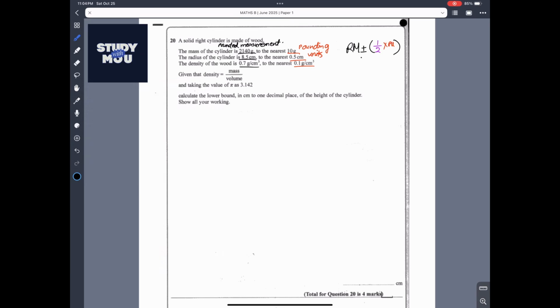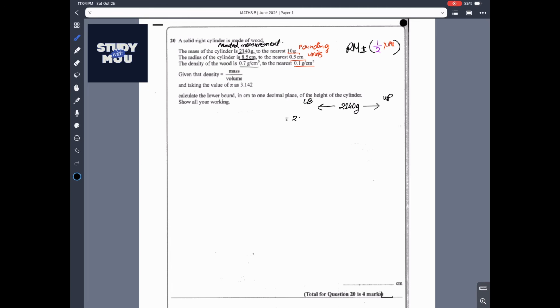You have your rounding measurement plus minus according to the lower bound and upper bound. If you have upper bound, you will use the plus sign. If you have lower bound, you will use the minus sign, and you multiply the rounding units with half and you get your result. Okay, this is how you find your upper bound and lower bound. Okay, let's take for mass. We have 2140 gram, the upper bound and the lower bound.